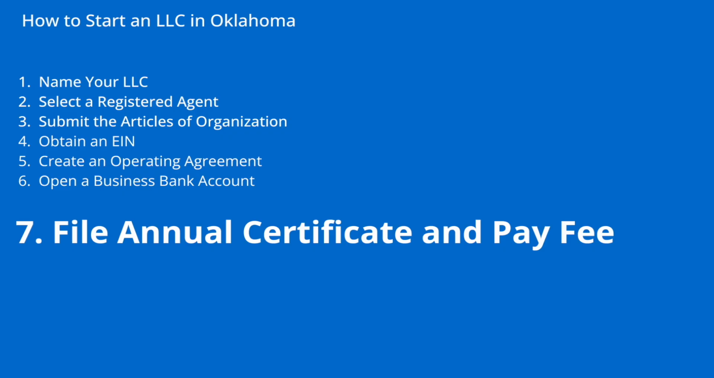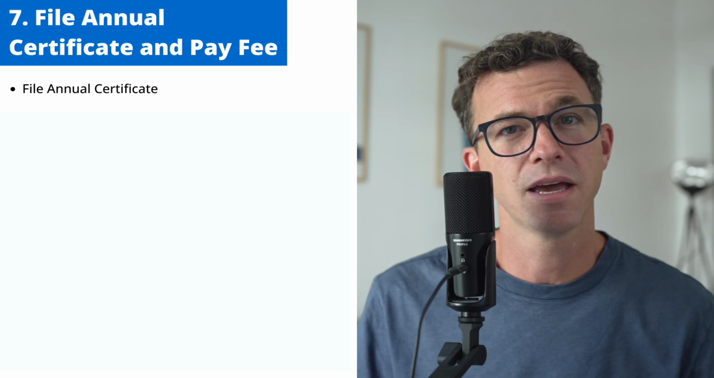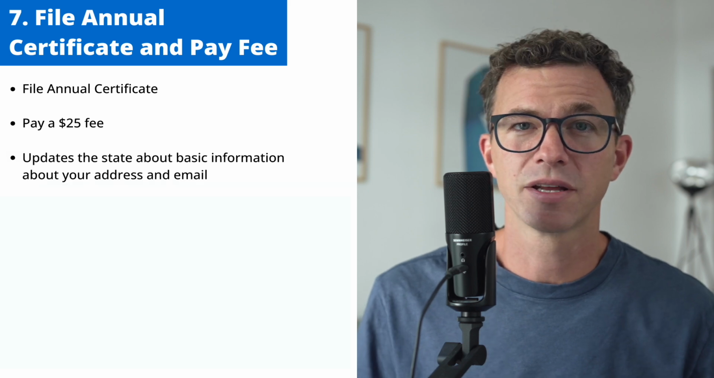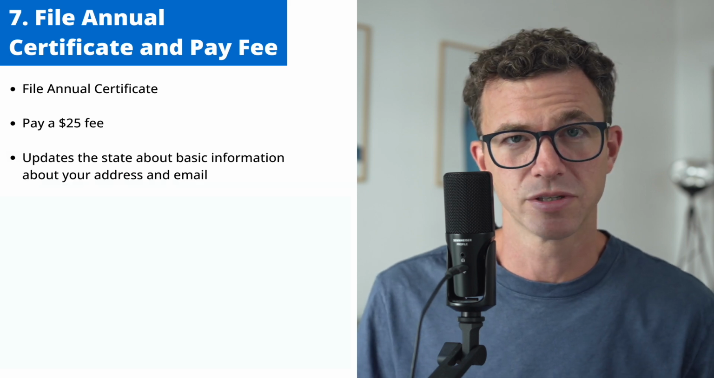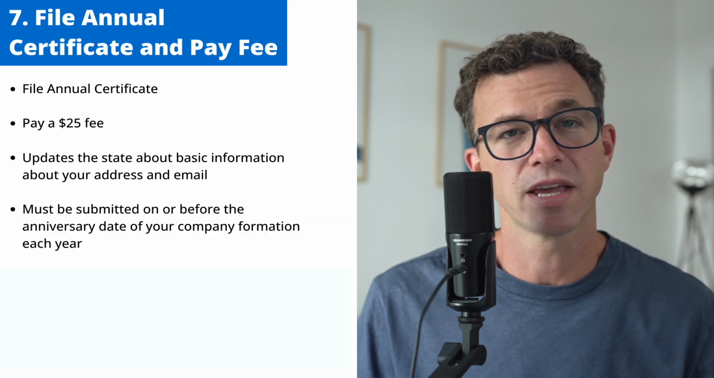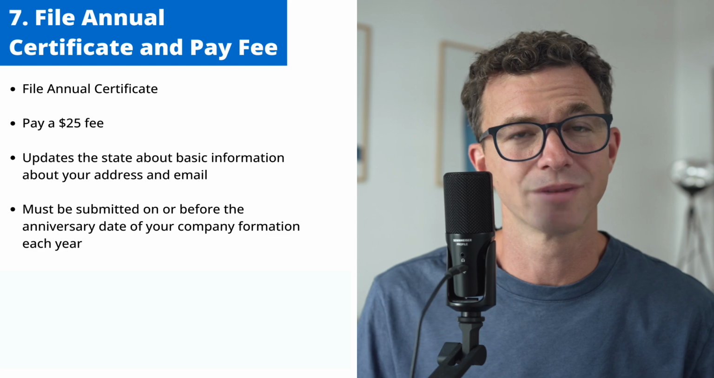To keep your business open and in good standing, step number 7, file an annual certificate and pay a $25 fee. This certificate updates the state about basic information about your business, your address, email, etc. The certificate must be submitted on or before the anniversary date of your company formation each and every year.